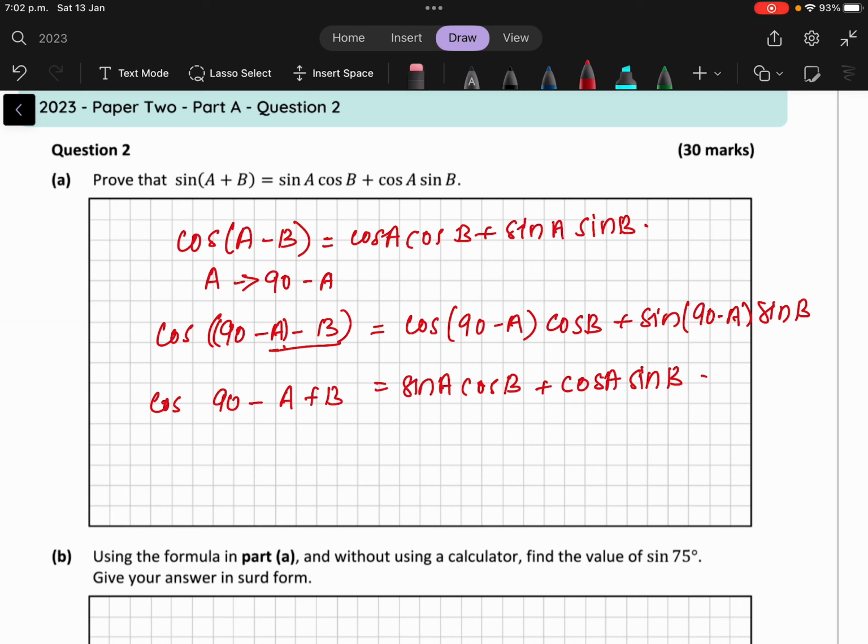If you remove the bracket, it is not like this: cos(90 − A − B) will become cos(90 − (A + B)), which is sin(A + B), and that is equal to sin A cos B plus cos A sin B.